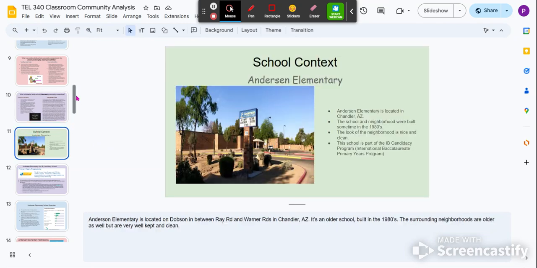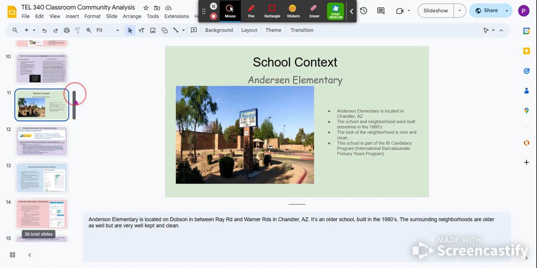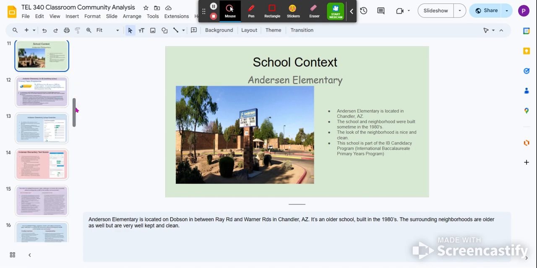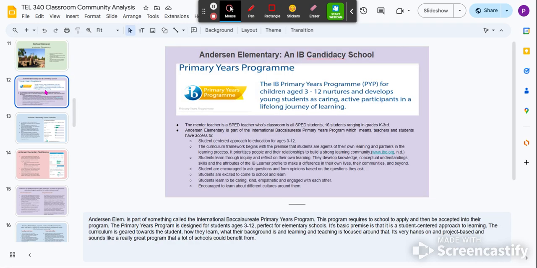So Anderson, the school context. Anderson Elementary is located on Dobson, in between Ray Road and Warner Road in Chandler. It's an older school built in the 1980s. The surrounding neighborhoods are older as well, but they are very well kept and clean.